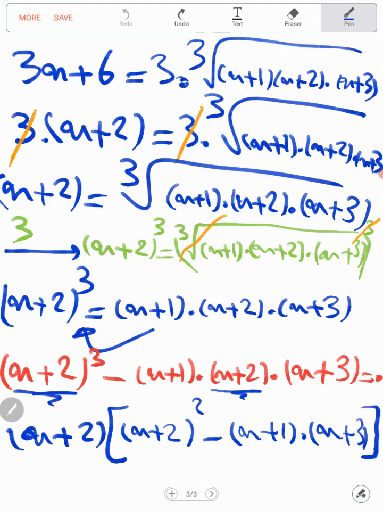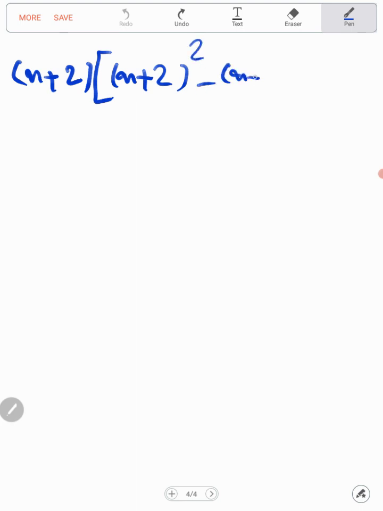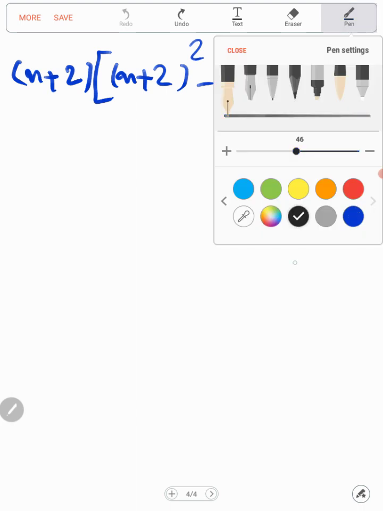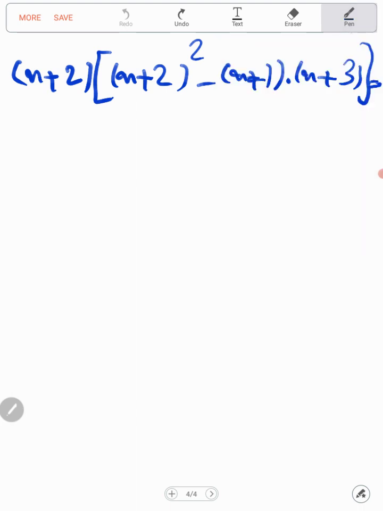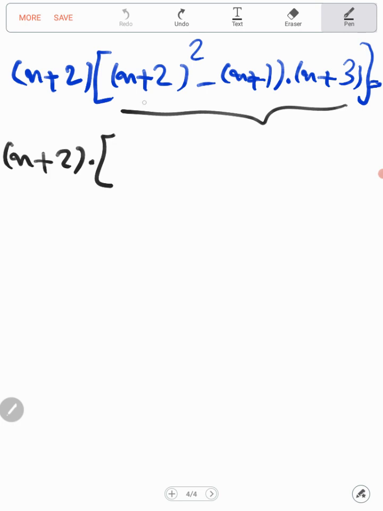Okay, we can simplify this part. I mean, x plus 2, we can have this. I'm gonna write it down again, and 2 minus x plus 1 times x plus 3 is equal to 0. It's better to simplify this part of this equation. At first, it's better to simplify this part.